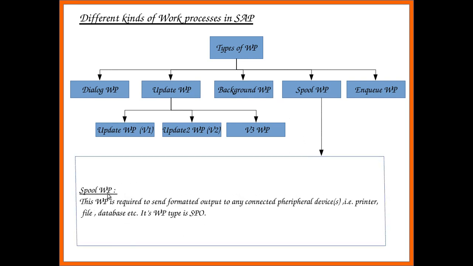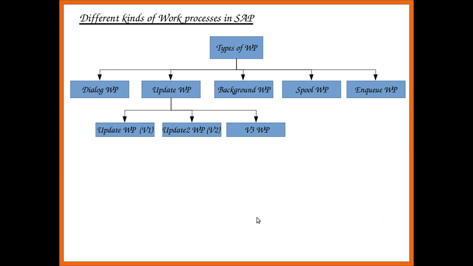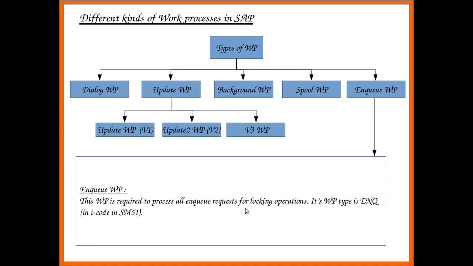What is the spool work process? This spool work process is required to send formatted output to a peripheral device. It may be a printer or a file or a database. Its type is SPO, which you can see in SM51. The enqueue work process is required for locking operations. Means if any lock is required for the database, this work process is required to process it.